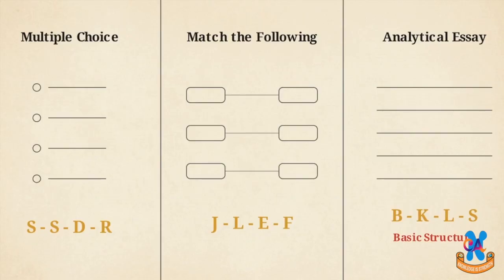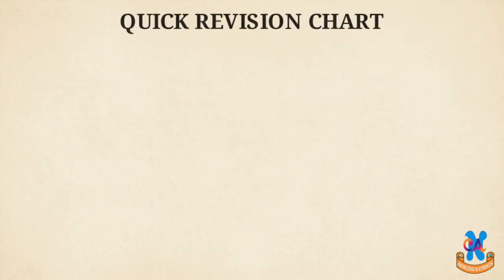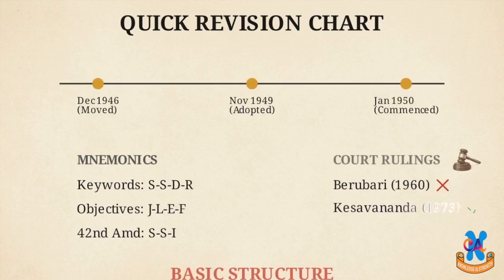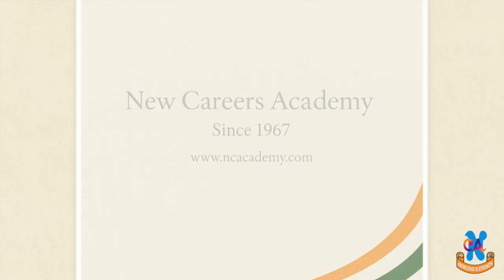This revision chart combines the historical timeline, the keyword sequences, and the Supreme Court rulings. You can save this for your final review. Mastering the Constitution requires a structured approach for every topic.